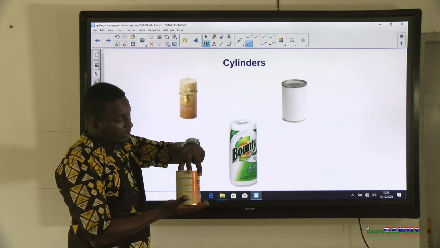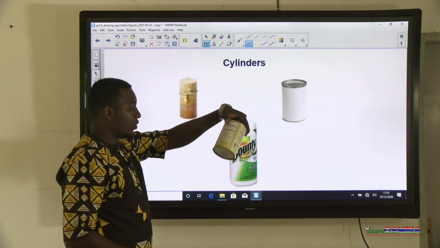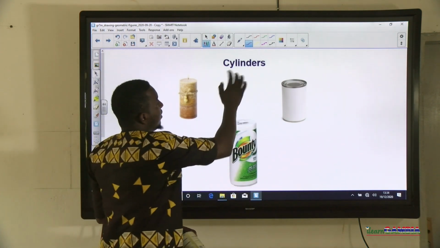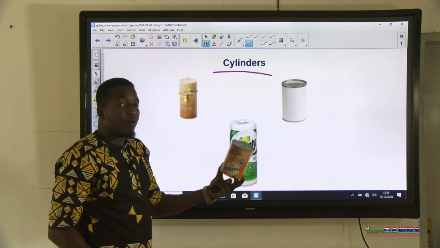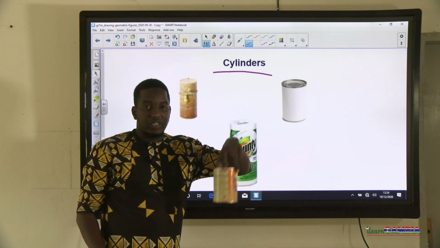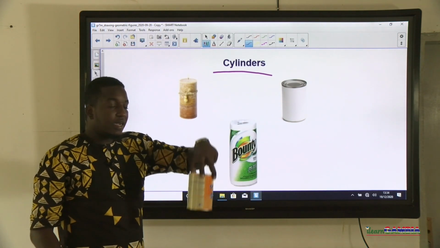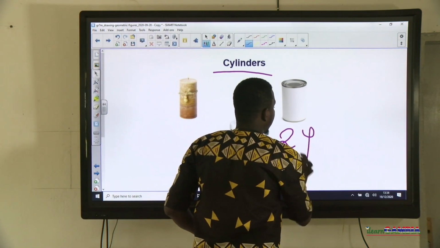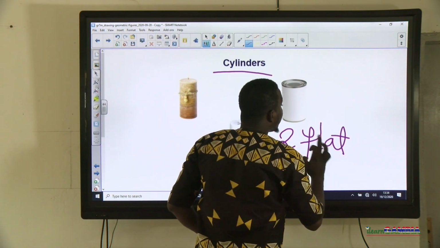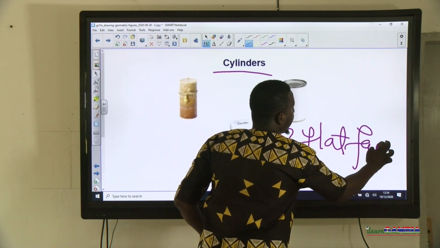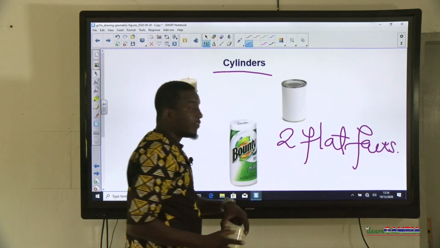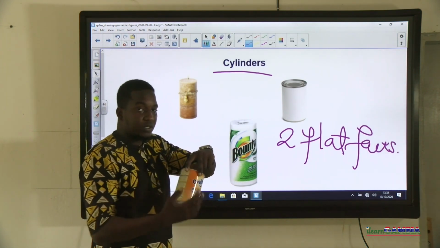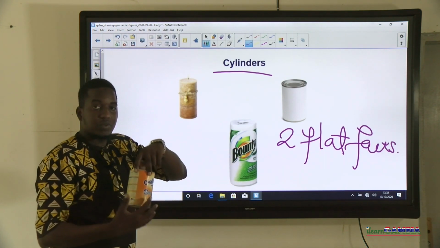So that is what we look at whenever we want to find out whether a given solid shape is a cylinder or not. Those are the two things that we need to put into consideration. Always they should have two flat surfaces. Two flat faces, rather. Two flat faces, those are very key there. And one curved surface.